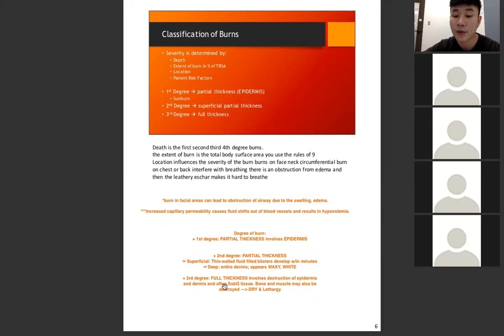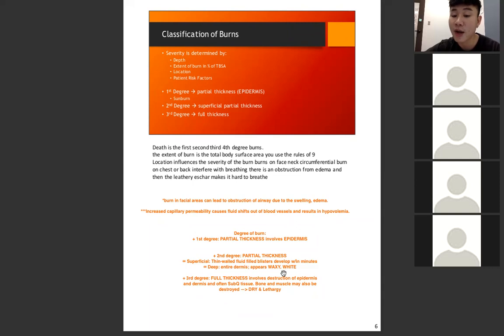Third degree burn is full thickness, involving destruction of the epidermis, the dermis, and often the subcutaneous tissues. Sometimes we can see the bones, and muscle may also be destroyed. It will be dry and leathery. Okay, so remember the hallmark of these. If the question talks about the patient's skin appearing dry and leathery, we know that is a 3rd-degree burn, and that is full thickness.